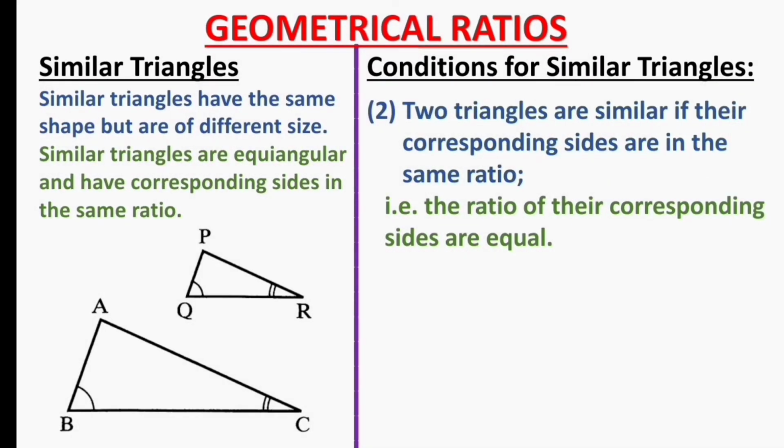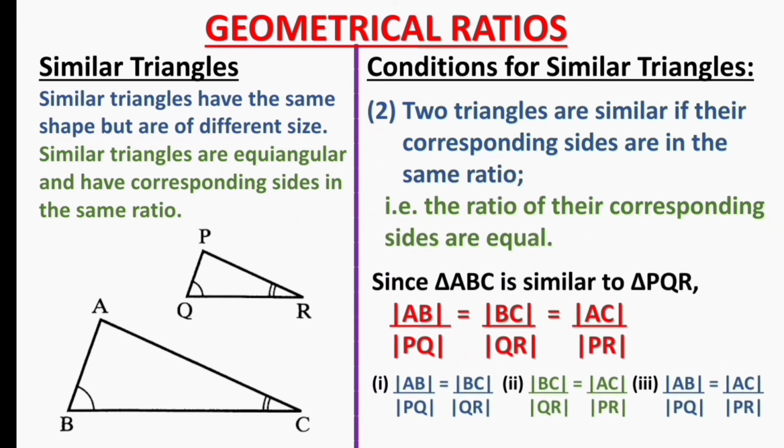Now for the second condition for similar triangles, condition 2. Two triangles are similar if their corresponding sides are in the same ratio. That is, the ratio of their corresponding sides are equal. Of course, we have seen this fact earlier under the proportional division theorem. From the diagrams, since triangle ABC is similar to triangle PQR, the ratio of their corresponding sides are equal. That gives the ratio of AB to PQ should be equal to the ratio of BC to QR. That should be equal to the ratio of AC to PR.